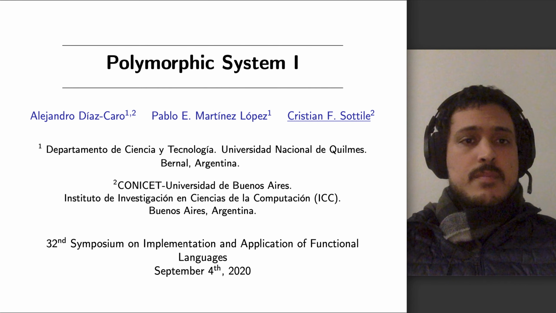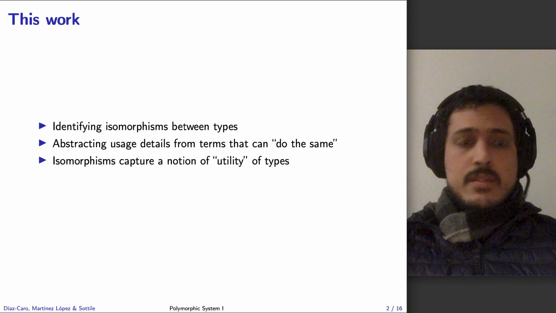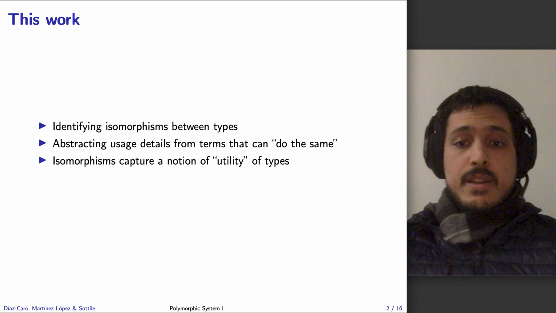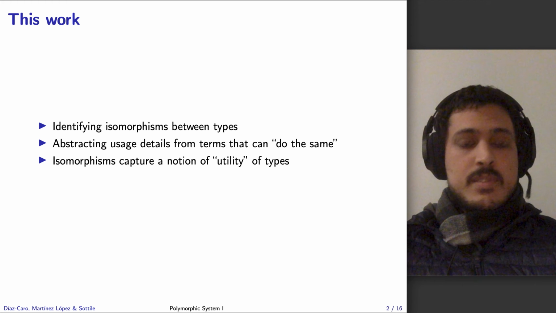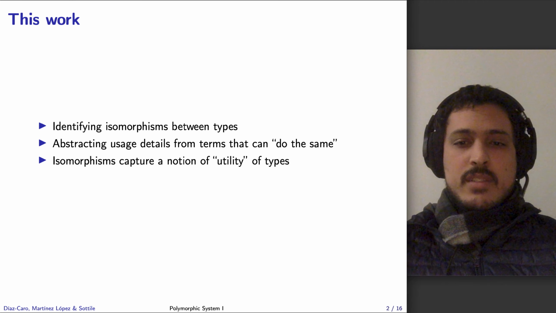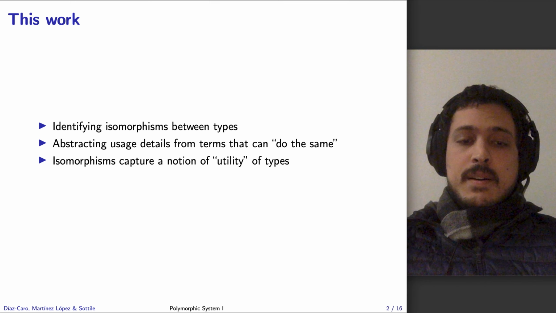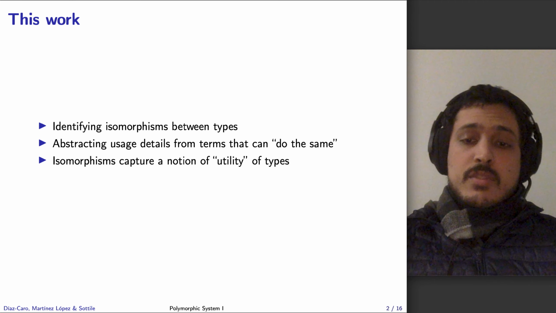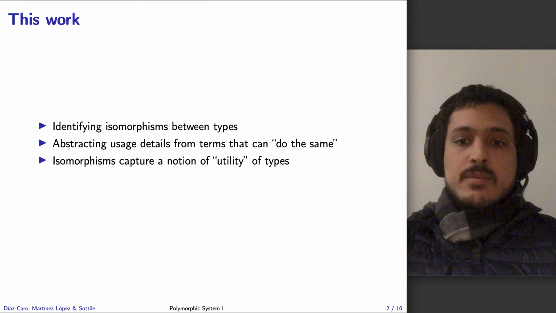Let me start by saying what this work actually is about. It is about identifying isomorphisms between types, which translates into abstracting out details of usage of the terms that allows us to do the same things or get the same results from them, which is what isomorphisms actually capture, right? We will see this in detail now.